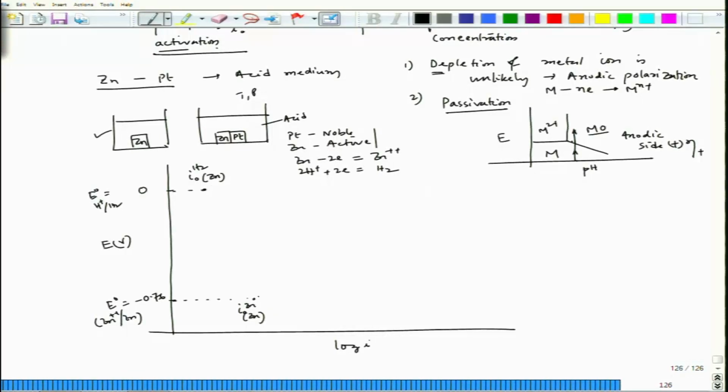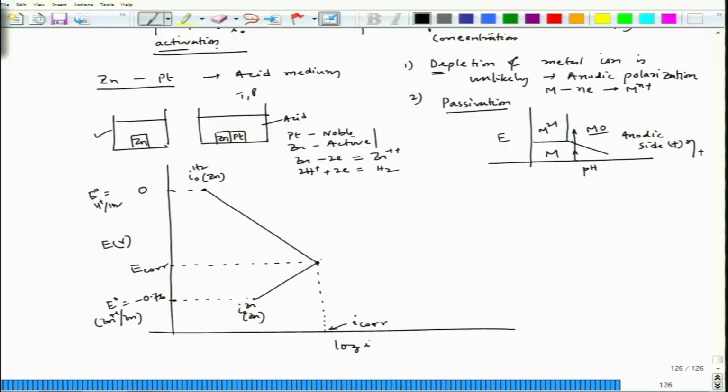And then we see a mixed potential. This is my E core, and this particular current is I core of zinc when there is no galvanic coupling between zinc and noble component which is platinum.